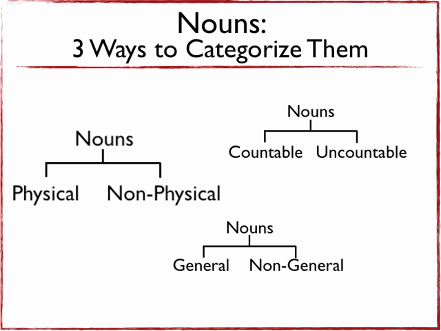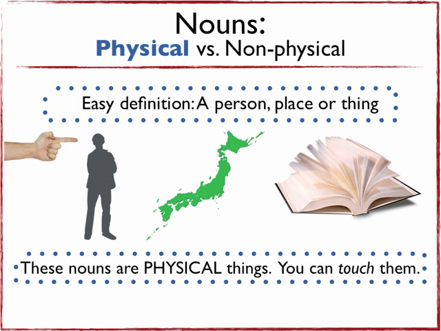First, let's go over physical and non-physical nouns. A physical noun is a noun that you can touch. Some easy examples are a person, a place, or a thing. Again, remember, the most important thing here is a physical noun is something you can touch.